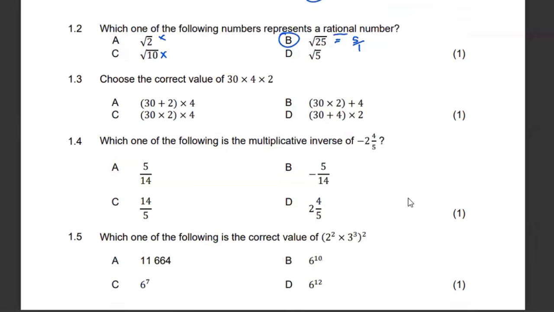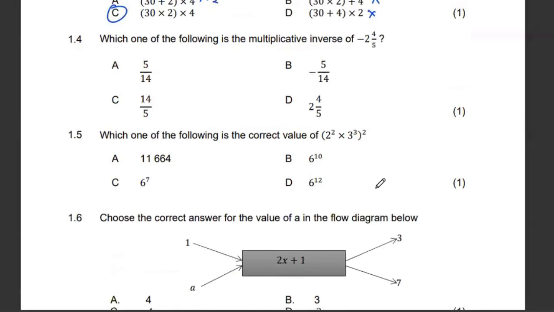They want us to choose the correct answer. We are multiplying, and we know that multiplication is commutative as well as associative. So is it the same as 30 times 4 times 2? This is out. This one is also out. This one is out. There is no plus sign there. So the correct option is C for the commutative property.